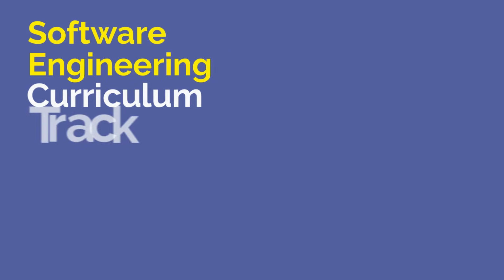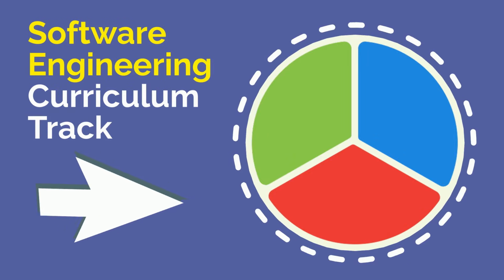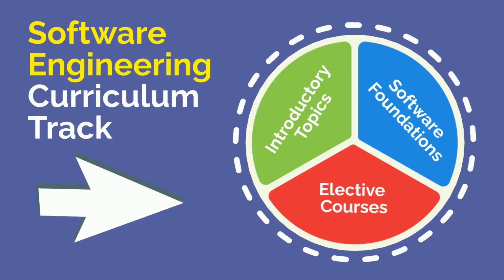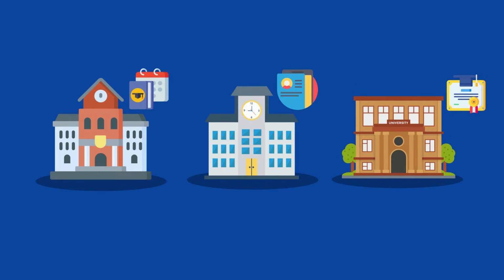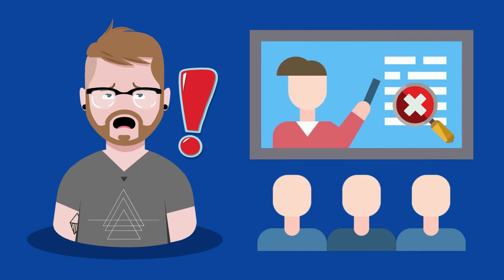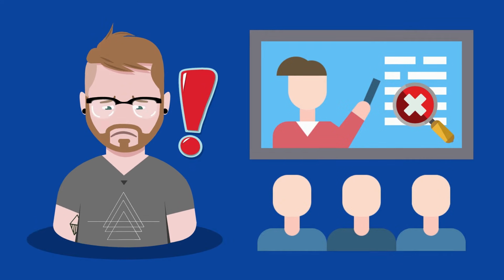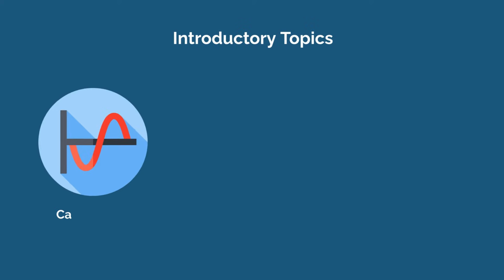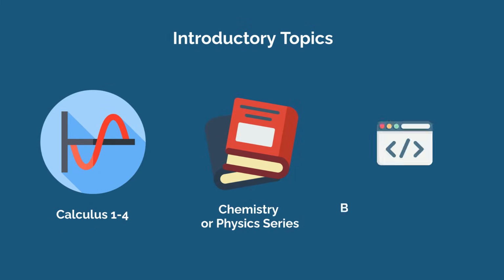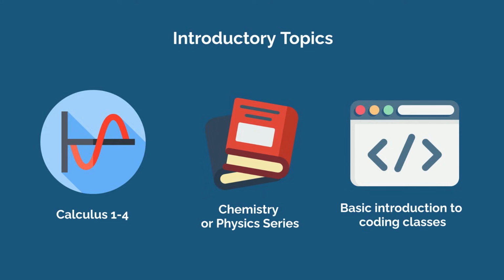The SE curriculum track can be divided into three main areas of focus: introductory topics, software foundations, and elective courses. A quick note that each university structures their curriculum a little bit differently, so don't get concerned if you don't see the exact track that your university offers. Now let's get right into it. First, the introductory topics will throw you into Calculus 1 through 4, your choice of a chemistry or physics series, and the basic introduction to coding classes.